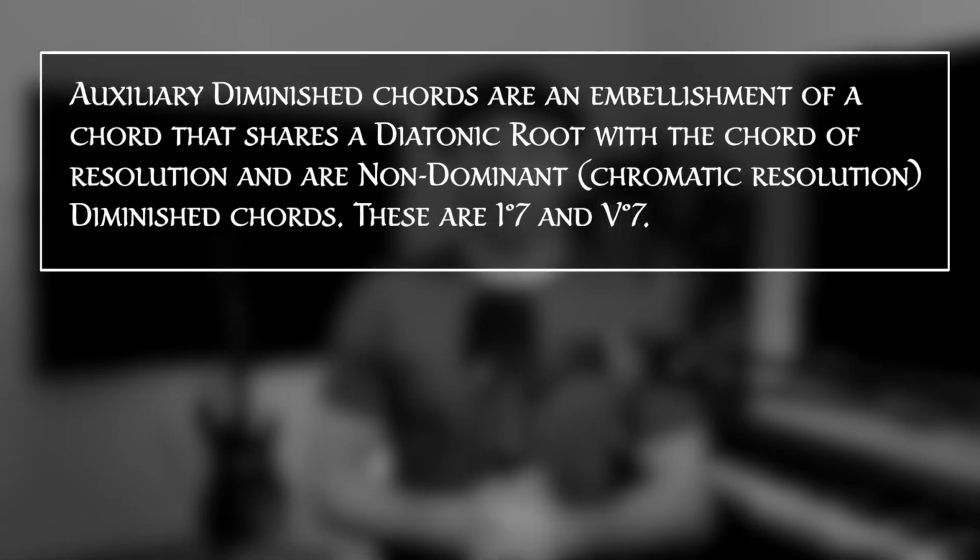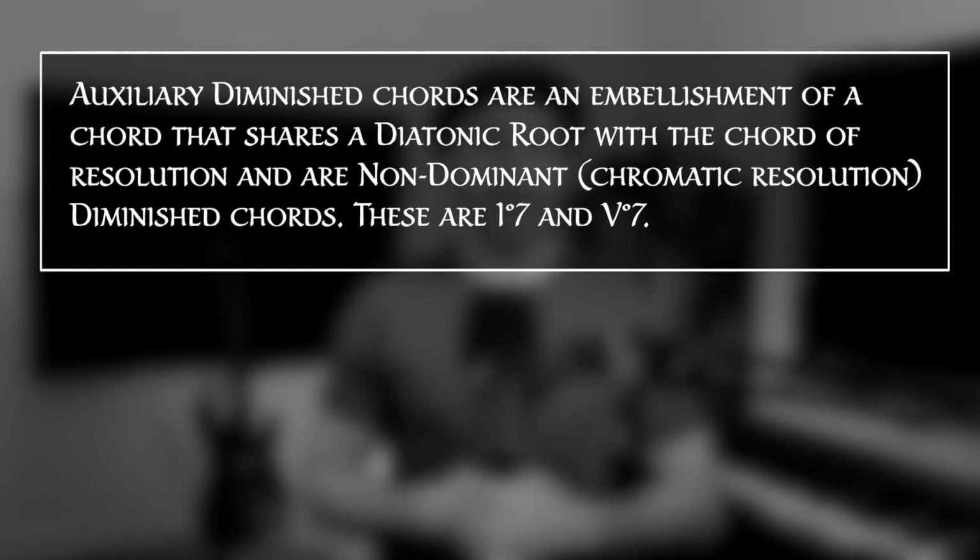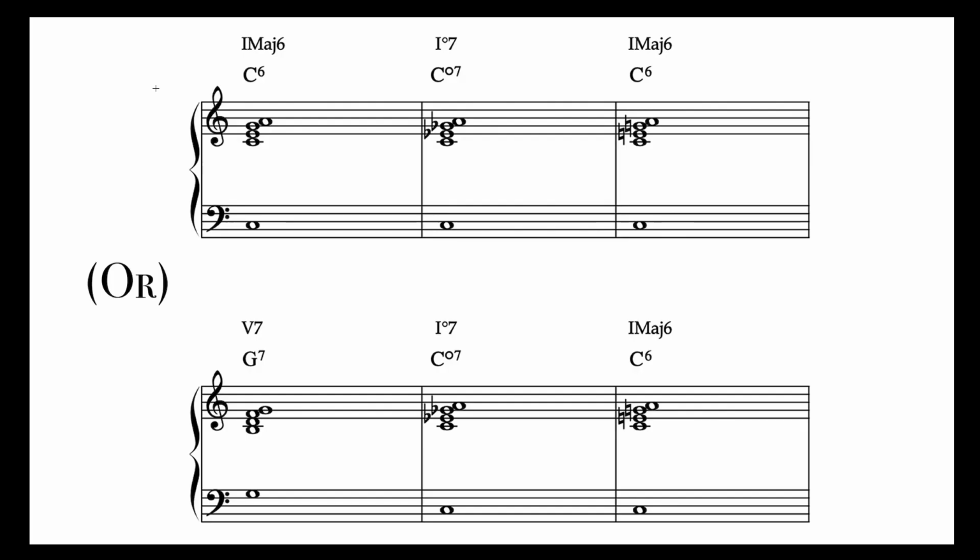The third type is auxiliary diminished chords, which are really just an embellishment of a chord that shares a diatonic root with the chord of resolution and are non-dominant diminished chords. These are 1 diminished 7 and 5 diminished 7. First, let's look at the 1 diminished 7 chord.